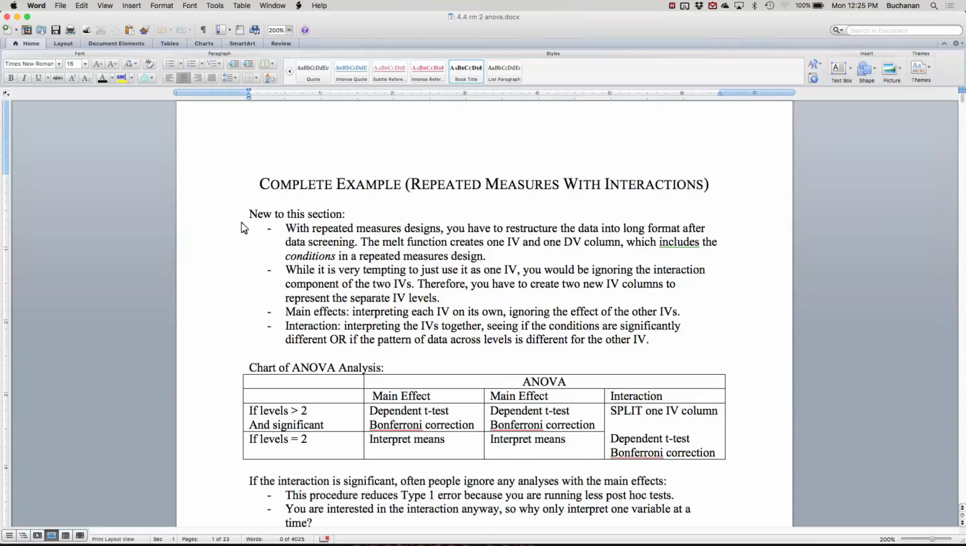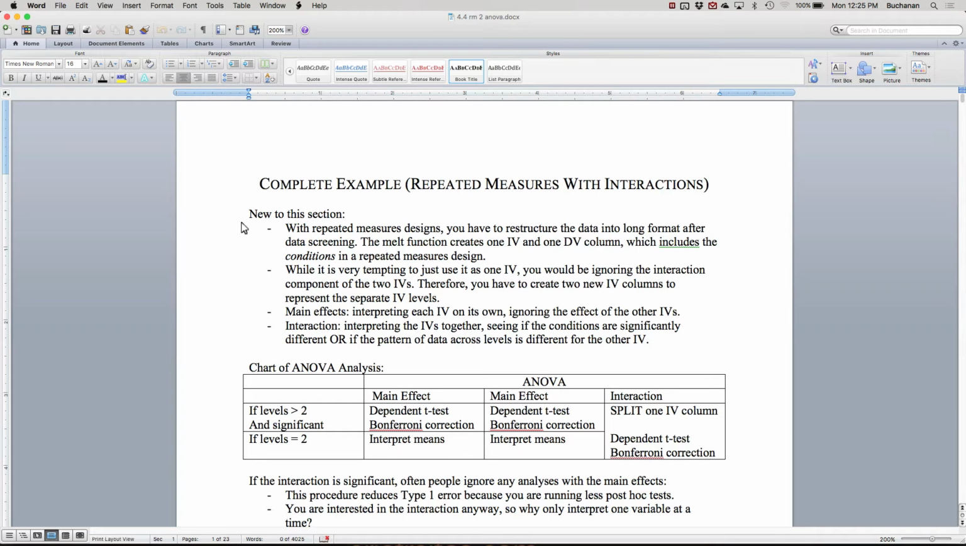Okay, so the reason I skipped over double between subjects is because out of the 3 we have left for interactions, doubly repeated are probably the harder ones. We have 2 repeated measures because it requires you to do this extra weird step after you melt the data.